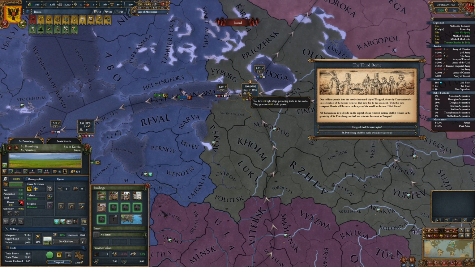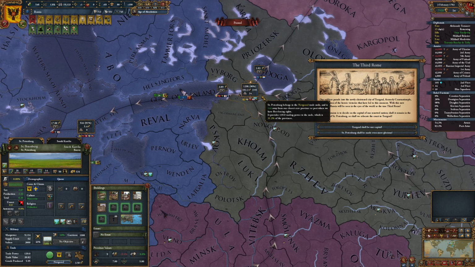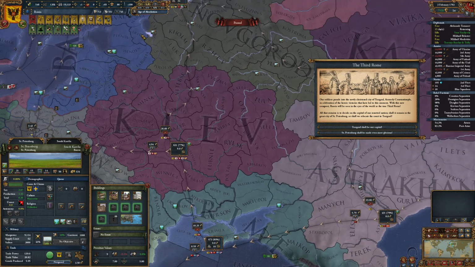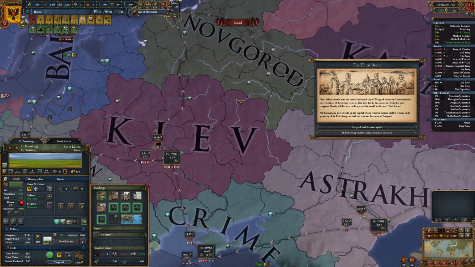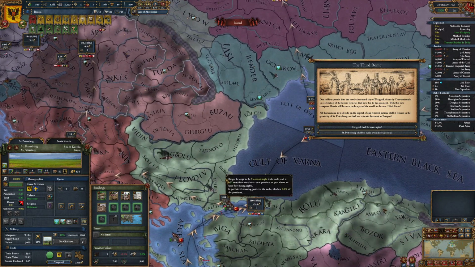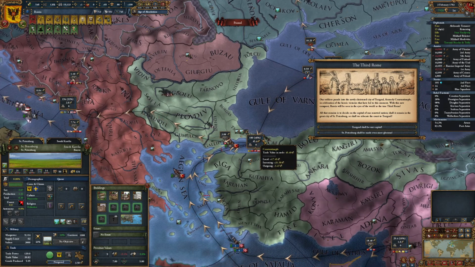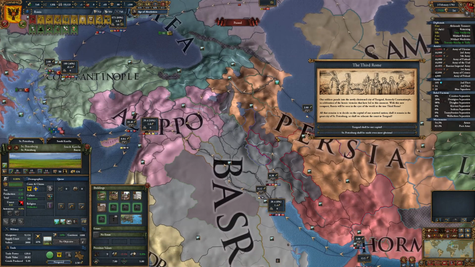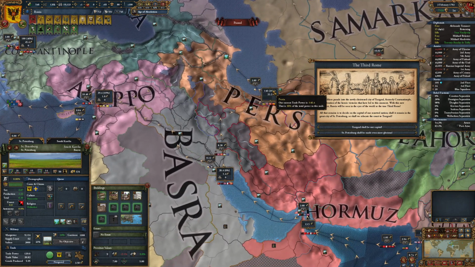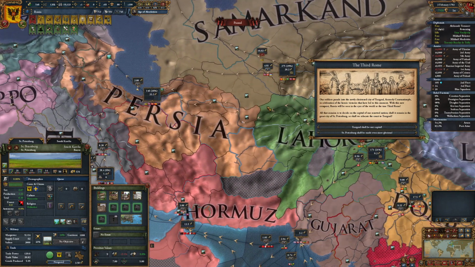Because my trade is actually really good here. Now, if your trade is really bad up in Novgorod, then move it down to Tsargrad, because it's way easier to keep high and get it high over here, because you can push from Persia. There's a lot of money in Persia.